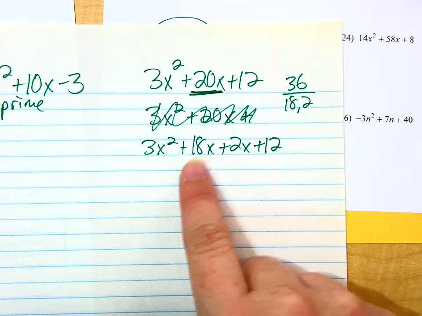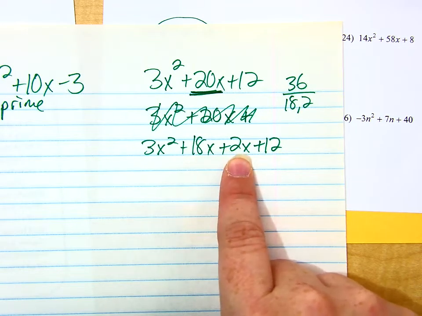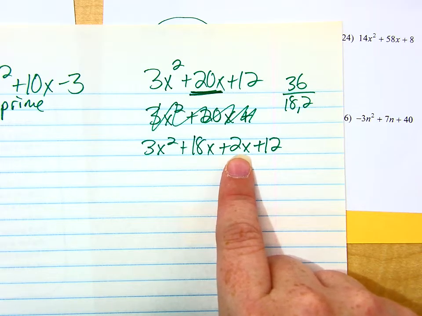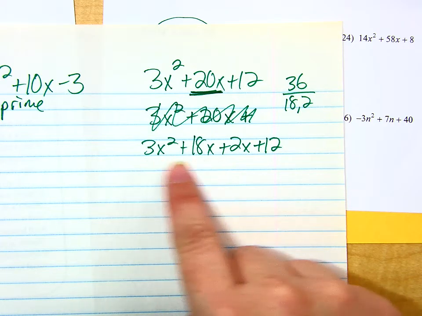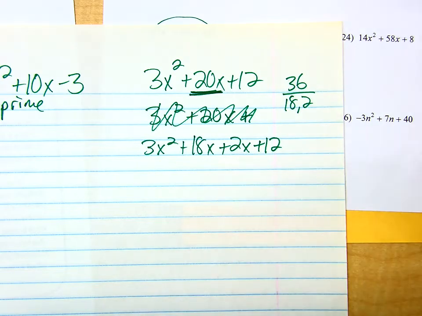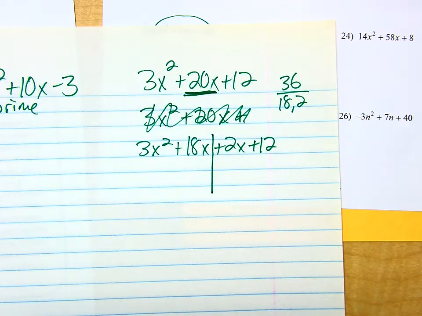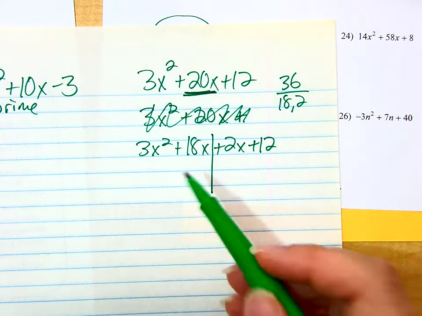And by the way, it doesn't matter which one goes first. You could have said 2x there, 18x there. It doesn't matter. And now, this is why it's called factoring by grouping, because I'm going to group the first 2 together and the last 2, and I'm going to factor them separately. I like to actually draw a line. You might have done parentheses in another class, whatever you're comfortable with, it doesn't really matter.